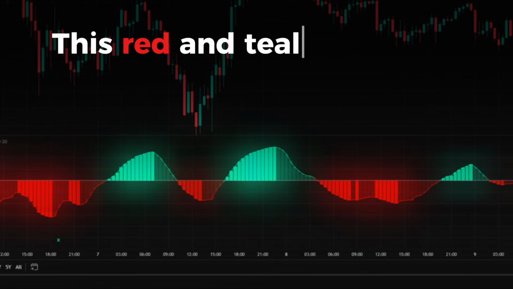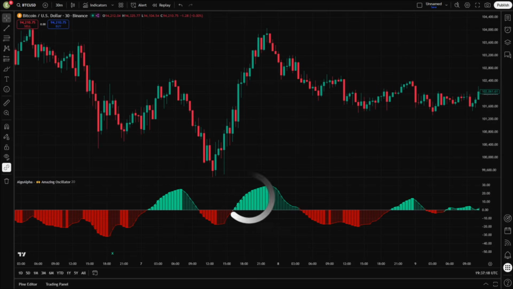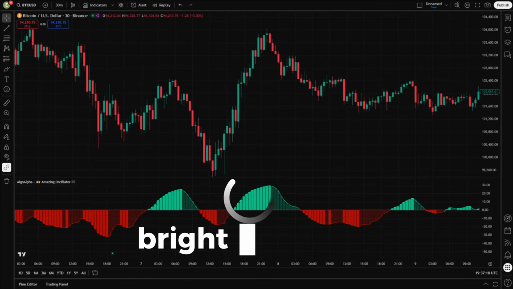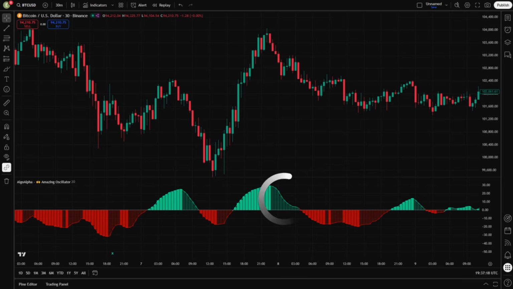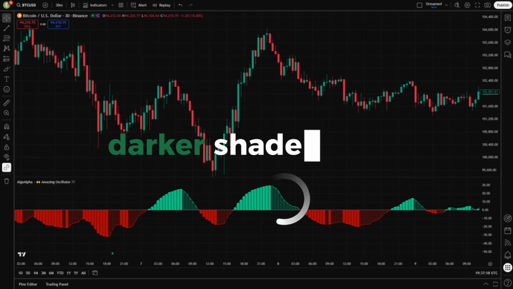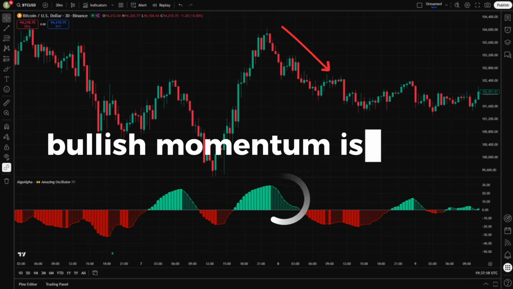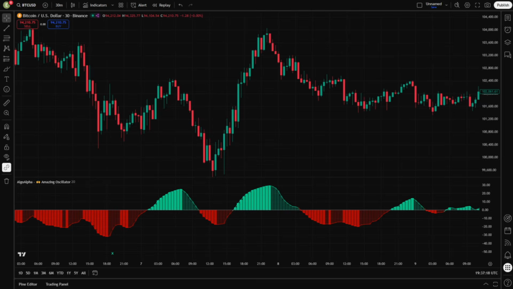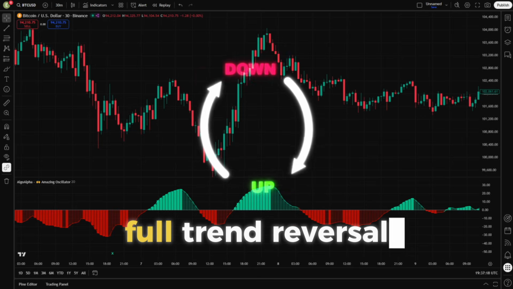Now, let's break down what you're looking at. This red and teal histogram is your core tool for tracking momentum. Whenever this histogram paints a bright teal color like this, it signals strong bullish momentum. But if the histogram shifts to a darker shade of teal, like this, it means that bullish momentum is fading. When this happens, the market could be due for a pullback or even a full trend reversal.